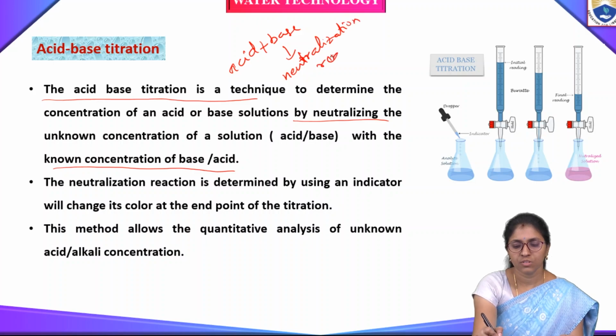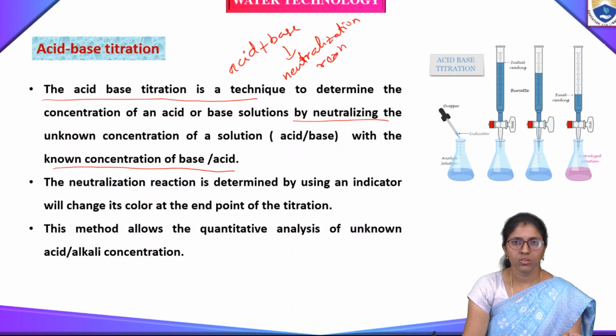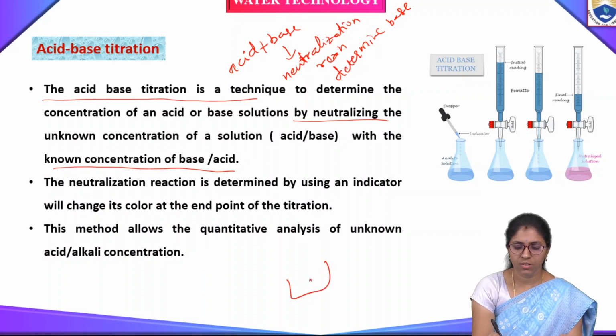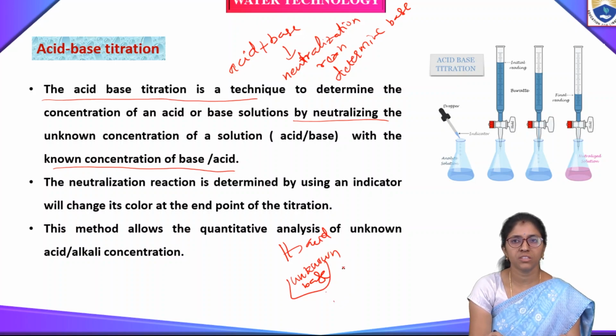If we want to measure the unknown concentration of a base, we have to titrate it against an acid and determine the concentration of the base using the acid. So when acid is titrated against base or base against acid, one reaction takes place, the acid-base reaction, that is the neutralization reaction.